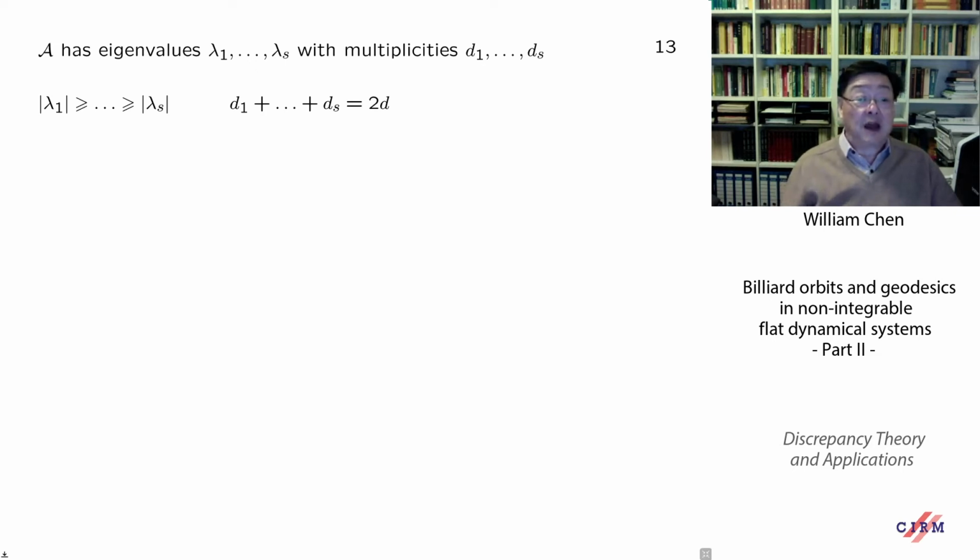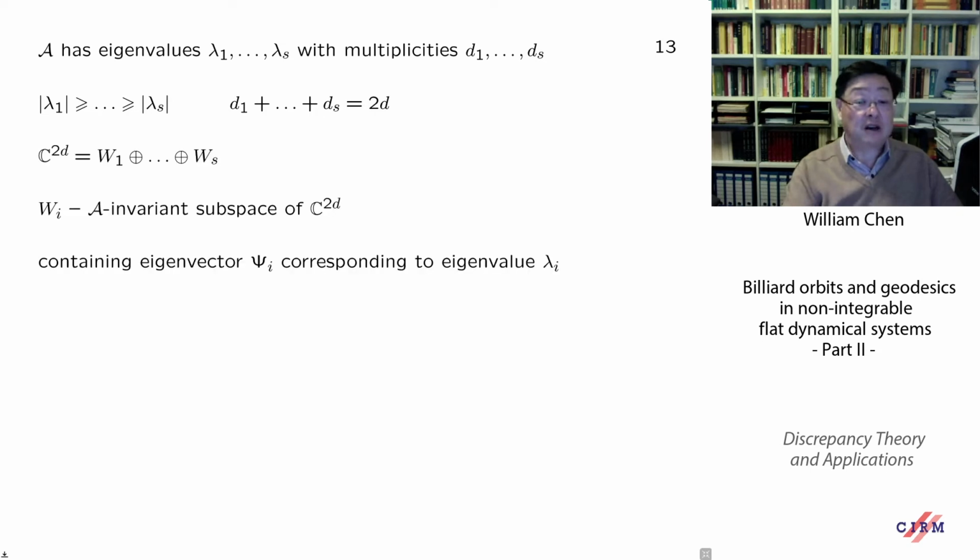And let us look at this matrix A. It has its eigenvalues, perhaps with multiplicity, and let's list them according to their absolute value. And the multiplicities clearly add up to 2D. So we are talking about the coefficient vectors that would end up in a space C raised to the power 2D.